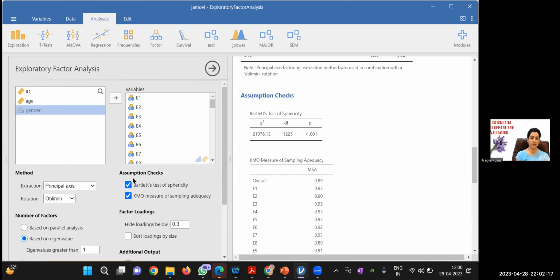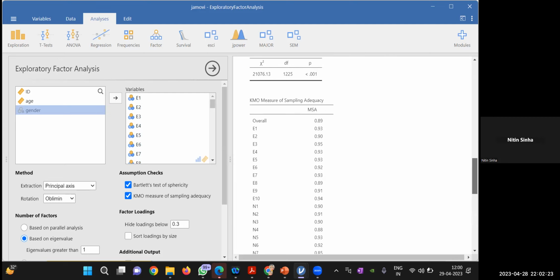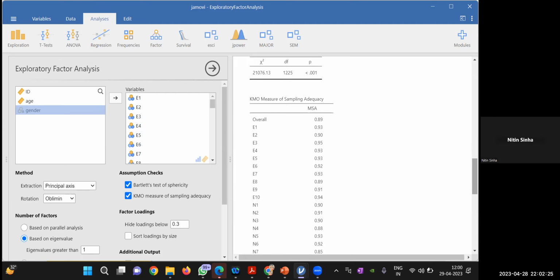Now coming to this, Dr. Pragya, if anything at this place comes to be less than 0.6, should we remove that item here only? No. It's better that you don't remove it. It's better that you take some more samples.